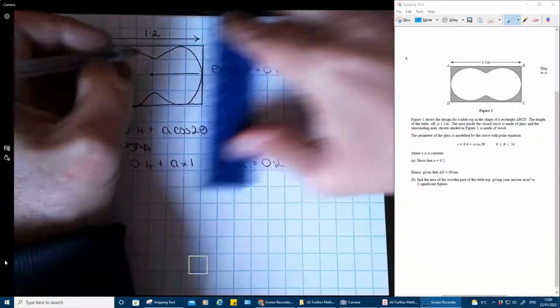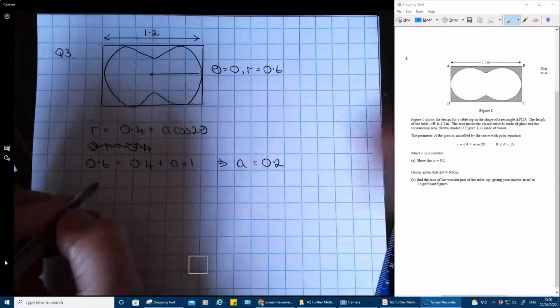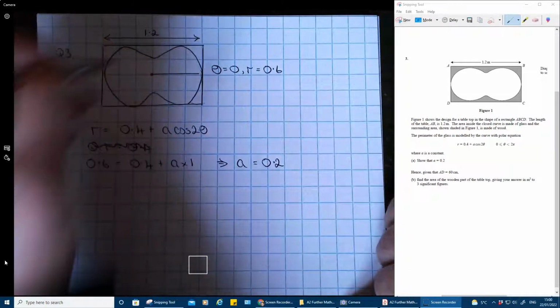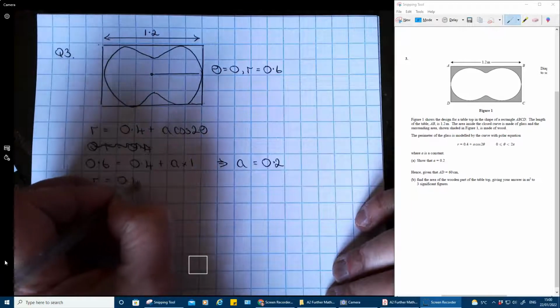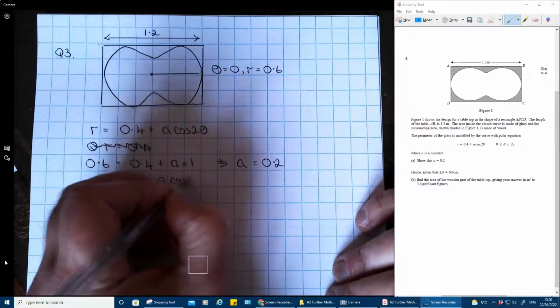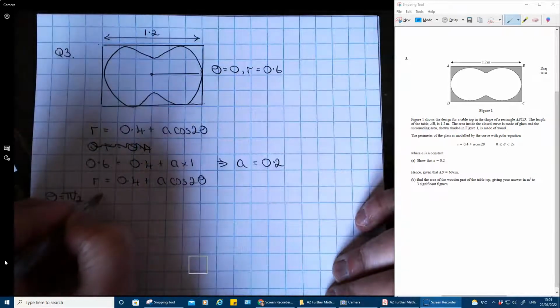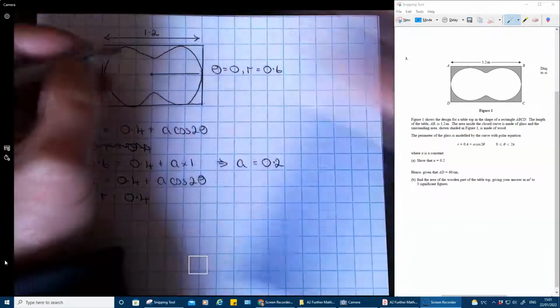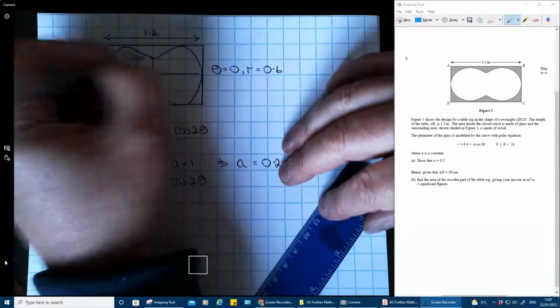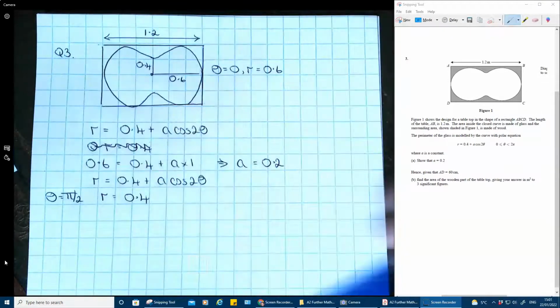Okay, so we know that, we can now find this height here, should we need it. Not sure we do, but let's go for it anyway. So r equals 0.4 plus a times cos 2 theta. If theta is pi by 2, then r is 0.4 plus 0. I don't think we need it, but we'll put it on anyway. So this is 0.4, this is 0.6.